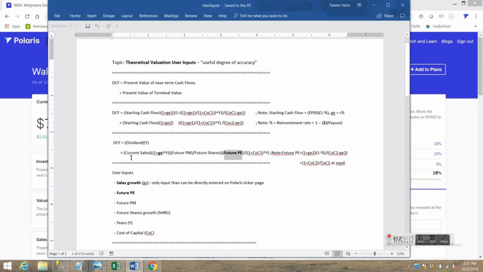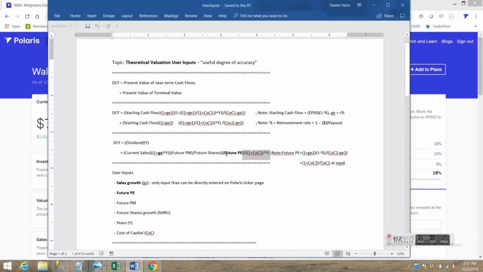Now, to quickly go through the second factor in the formula, you take current sales and you grow it for 5 years, which is what Polaris uses for Y. And then you multiply that by the future profit margin, PM. And you get future earnings, divided by future shares, and you get earnings per share. And now you take earnings per share times a future PE, and you get a price. And then you discount back that price at the cost of capital, and you add it to your dividend stream, and you get a present value, an intrinsic value of the company.